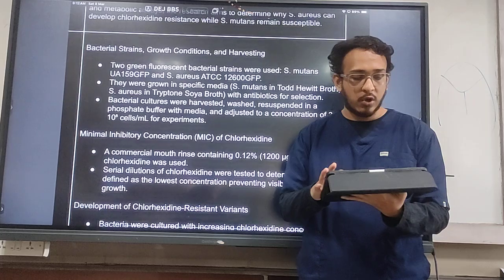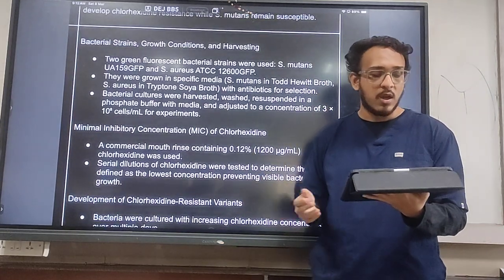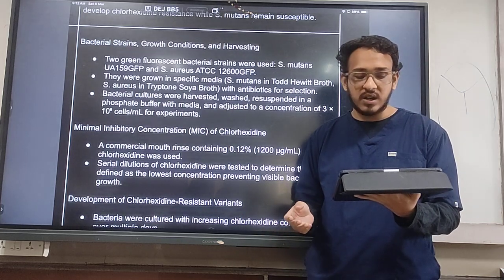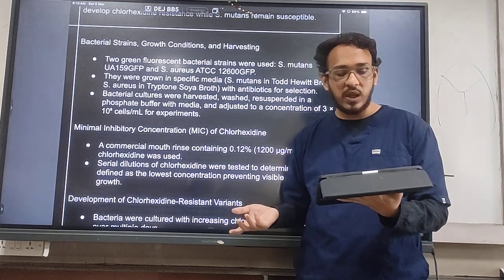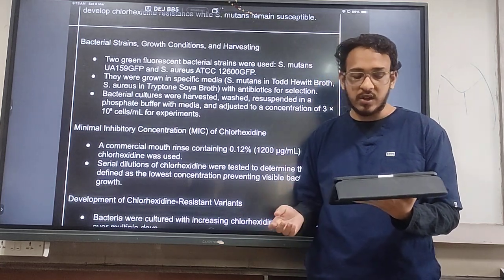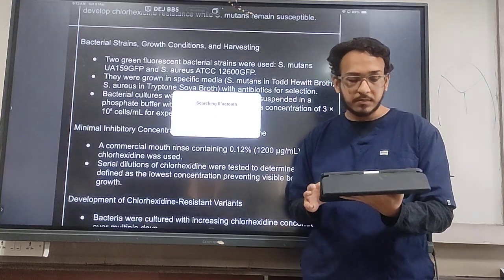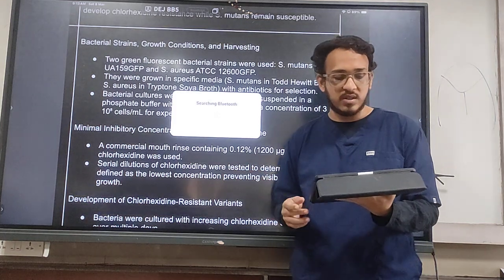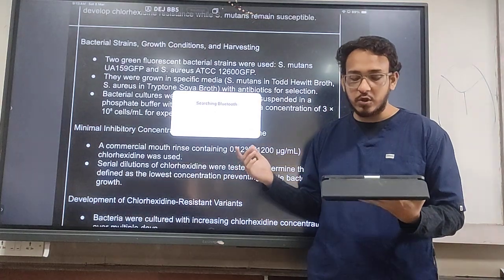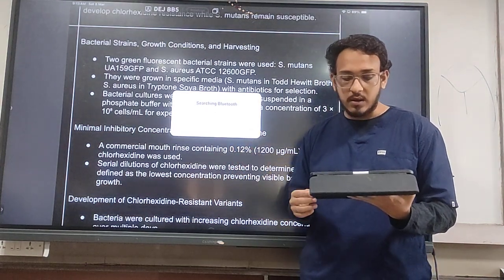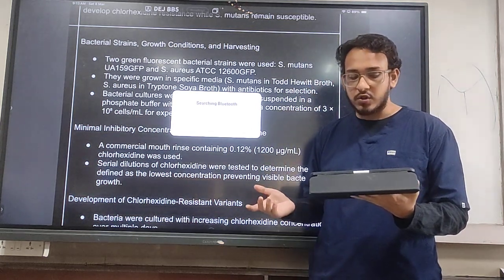So the materials and methodology. Firstly, they grow bacterial strains and harvesting. So two green fluorescent bacterial strains were used, Streptococcus mutans UA159 GFP and Staphylococcus aureus ATCC 12600 GFP. So these two strains were used in this study. They were grown in specific media. For Streptococcus mutans, the media was Todd Hewitt broth, and for Staphylococcus aureus, the media used was Tryptic soy broth.